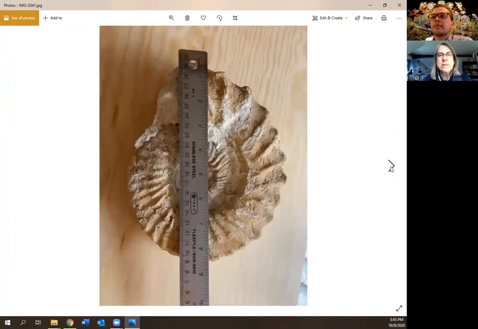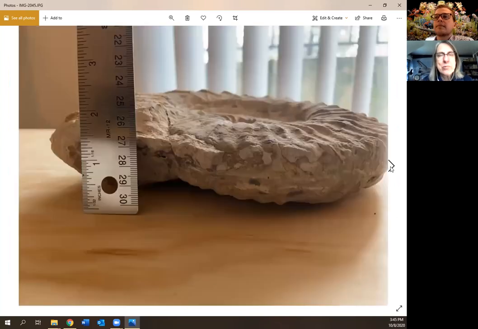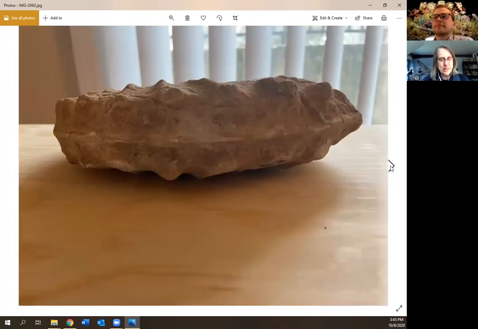They got very large. Yeah, this is a pretty good size one. Ooh, all these different views. So, the Mesozoic, there's the Triassic, Jurassic, and Cretaceous periods. Oh, there's a nice keel.